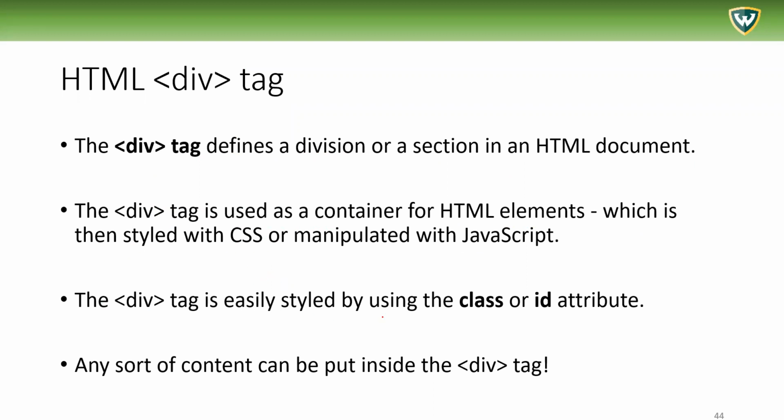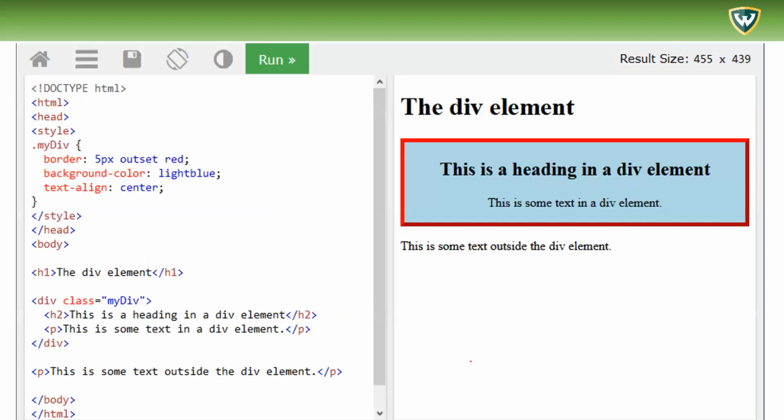The div tag is easily styled by using the class or ID attribute. Any sort of content can be put inside the div tag, and we'll show some examples. So over here on the left, you have the use of the div tag. We begin with the body tag, then we have H1, this is the title. And then here we can see how the browser renders it. The browser renders this big, H1 is the big heading.